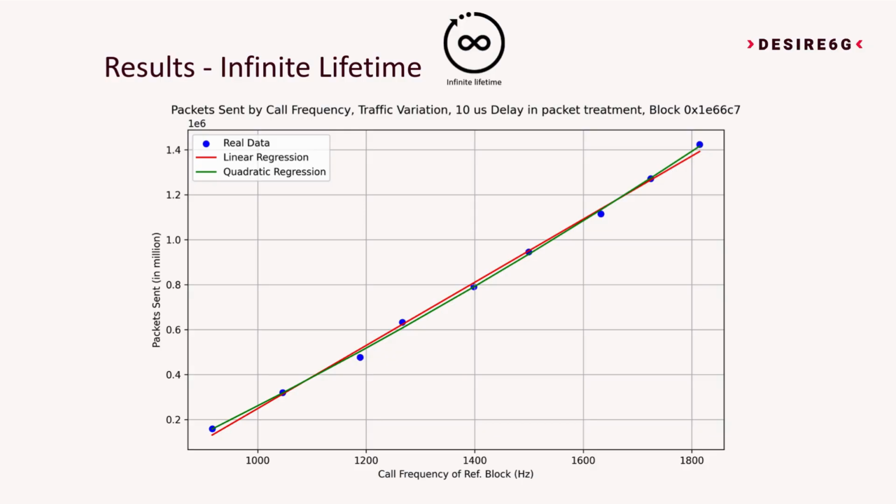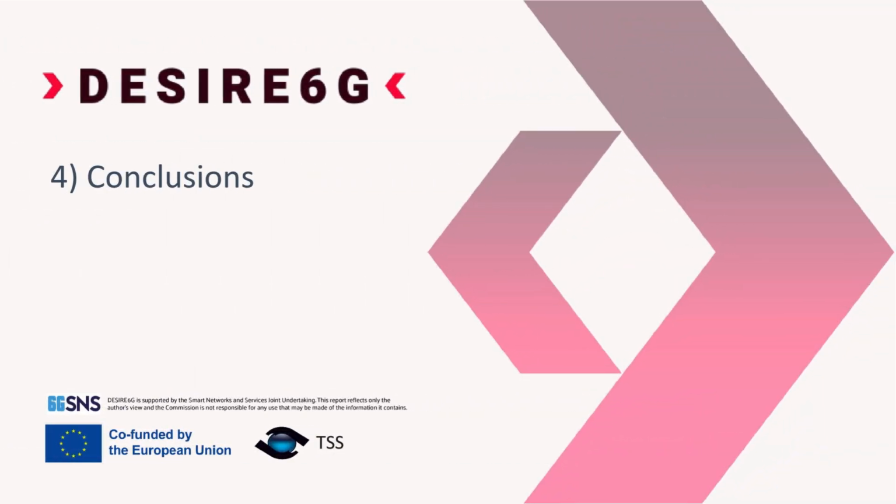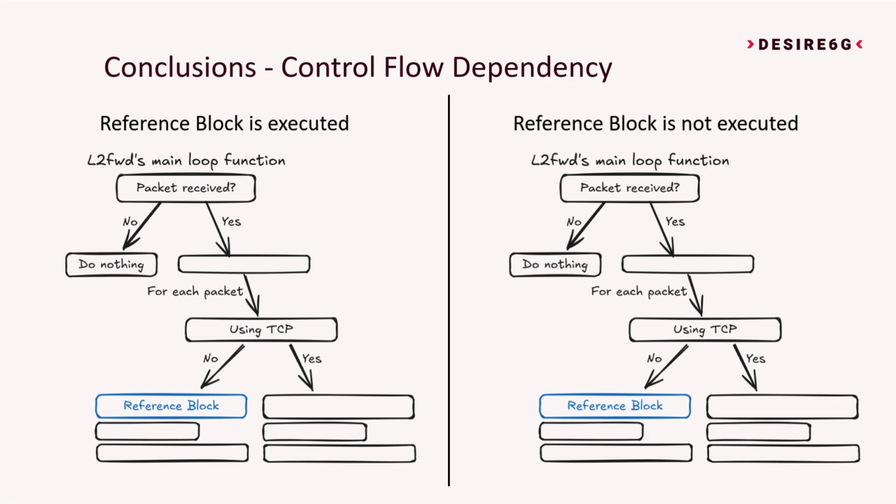For instance, in this example, we placed our reference block inside the code responsible for packet forwarding in L2 forward, and as a result, the call frequency is strongly correlated with the number of packets sent. Let's move on to the conclusion, beginning with the most important aspect of call frequency. It is highly dependent on control flow and input data. If the control flow does not trigger the reference block, no information about the program's performance can be obtained.